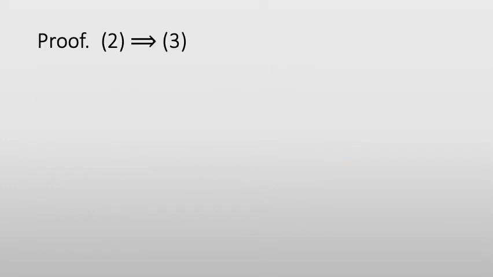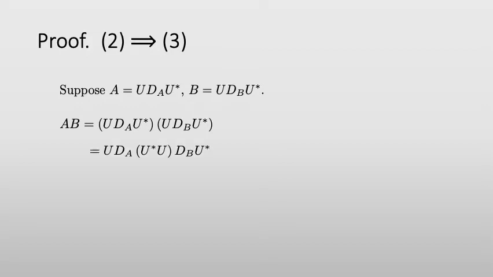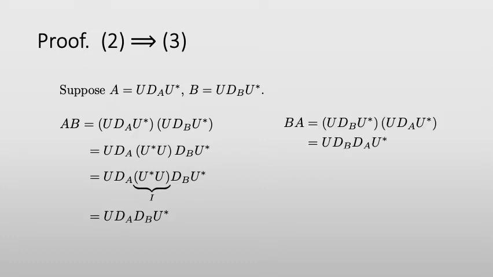Let's check 2 implies 3. This gives a necessary condition for simultaneous diagonalization. The two operators must commute. Suppose A and B are diagonalized by the same unitary matrix. We look at the product AB. Since U is unitary, U star U is the identity operator, so the product is U dA dB U star. Similarly, BA is equal to U dB dA U star. Clearly the diagonal matrices dA dB commute, so we get AB equals BA.